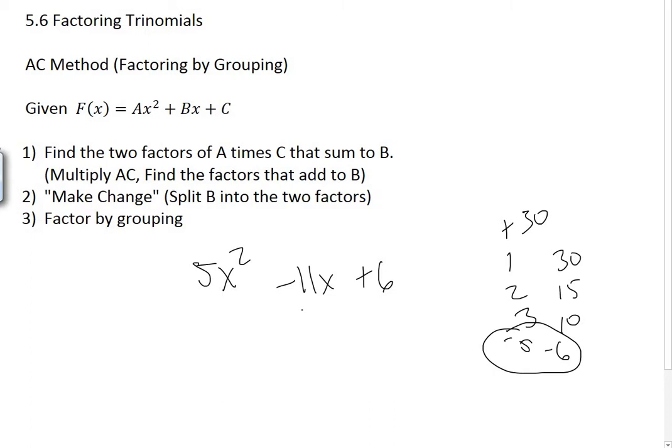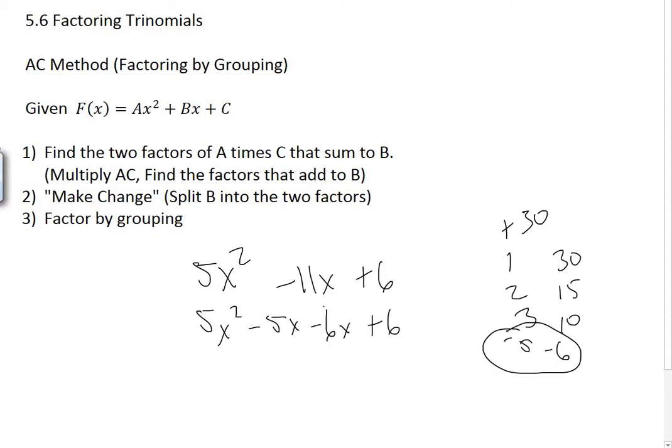That first step is really the hardest step to get down. What am I doing? I'm multiplying 5 times 6 to get 30, and then finding the factors of 30 that add up to negative 11, because that's a times c, and the factors add up to b. The step I call making change is literally you just breaking up this negative 11x so that it becomes 5x squared minus 5x minus 6x plus 6.